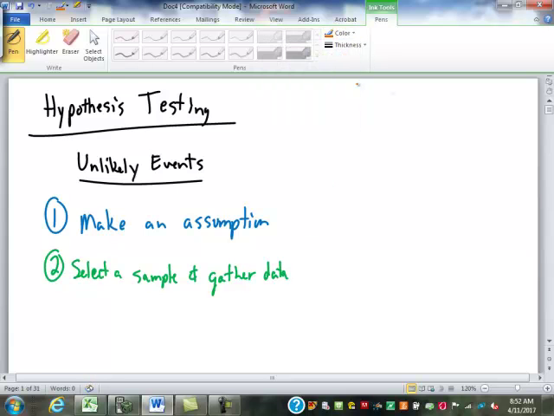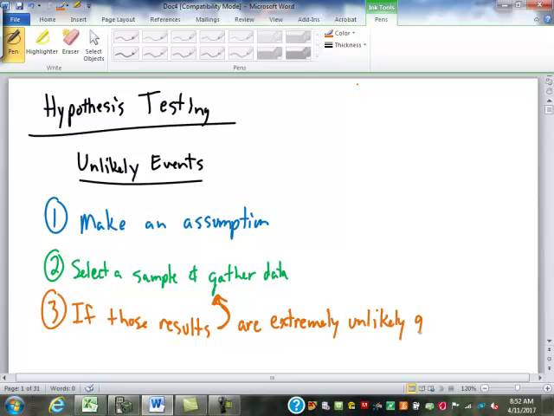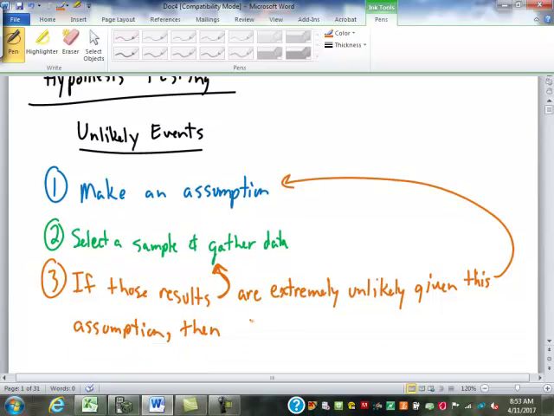And here's where it really kicks in. If those results, by the results I mean this data I gathered here, are extremely unlikely, given this, and by this I mean this top assumption, then the assumption must be incorrect.